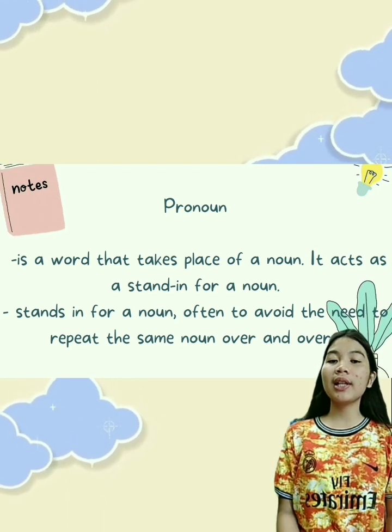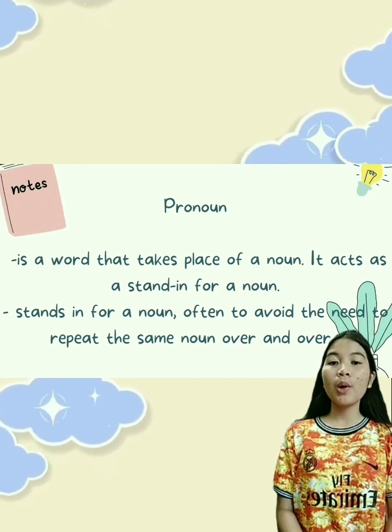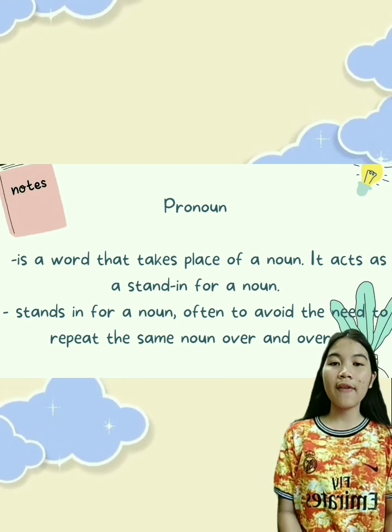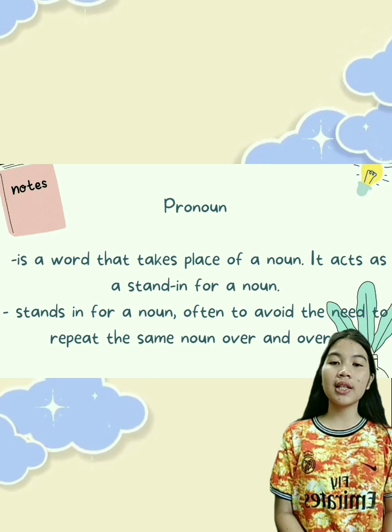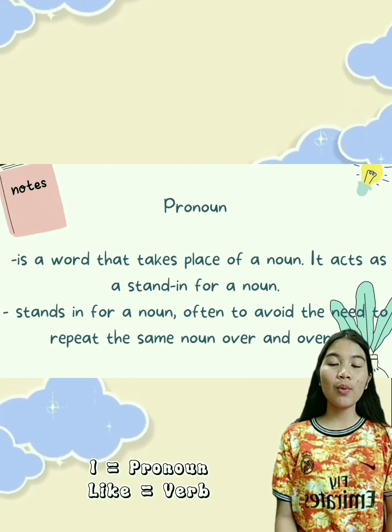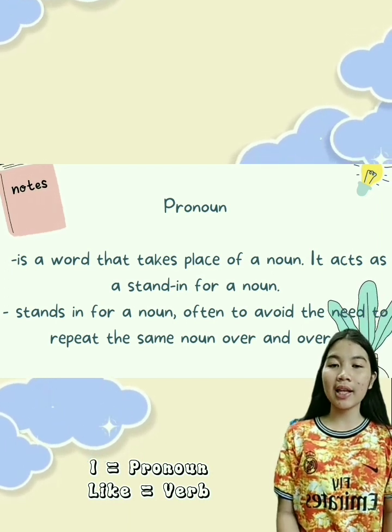It constitutes a relatively small class of words that tends to change over time. Pronouns commonly serve as the subject of a sentence, followed by a verb. For example, I like to play chess. We have the subject I, which is the pronoun, and we have the verb, which is the word like.